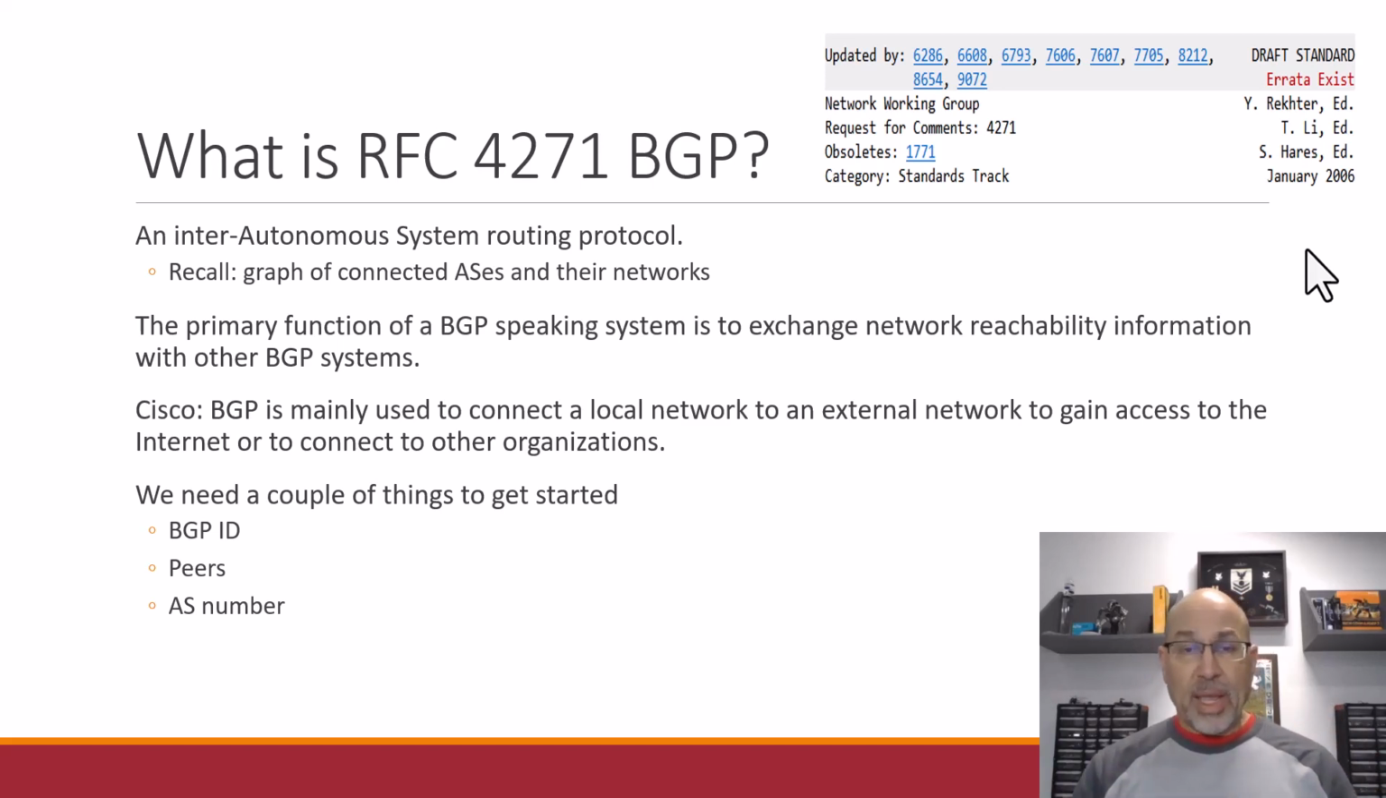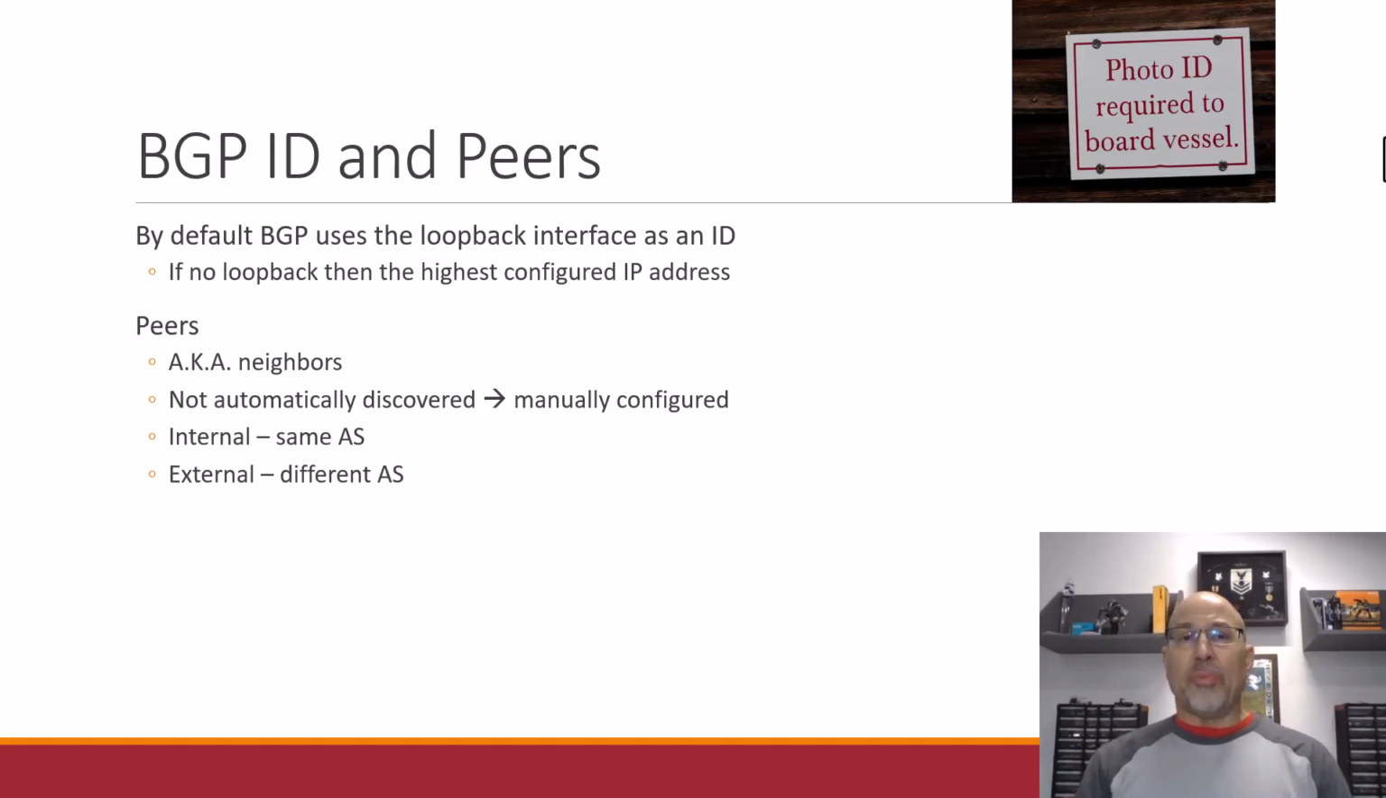Now, we do need a couple of things to get started. One of those is a BGP ID. Another one is our peers, who we are going to talk to, and then we need an autonomous system number. We'll break each one of those down a little bit. So, the BGP ID and peers.